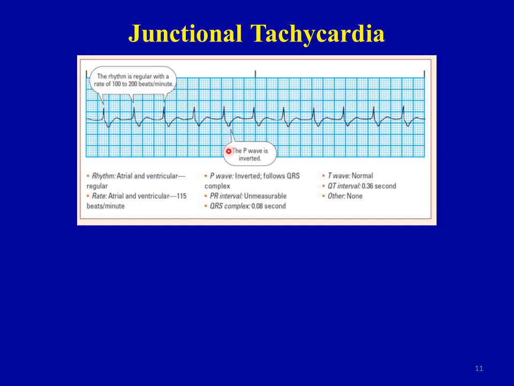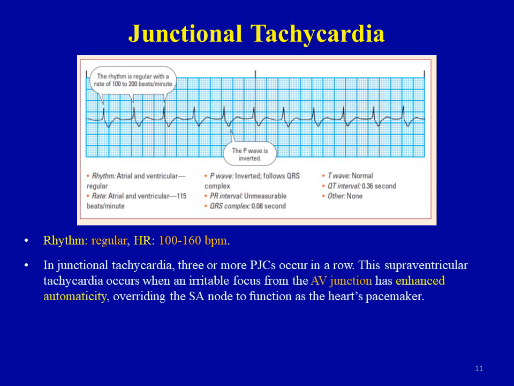or that interval. And then you have the QRS complex, which is within the normal range, a narrow QRS complex. The T waves are normal and the QT interval is 0.36 seconds. So in junctional tachycardia, the rhythm is regular. Heart rate is 100 to 160 beats per minute. In junctional tachycardia, 3 or more premature junctional complexes occur in a row.